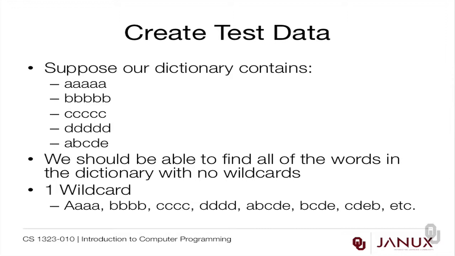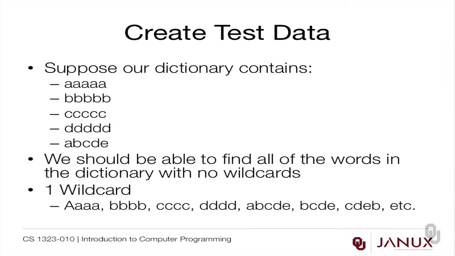So for example, A, B, B, B, B, B, C, C, C, C, C, and so on. Now at the end I did put in A, B, C, D, E. And the reason I did that is to help detect some more of the subtle errors that can come up when we're doing these programs.